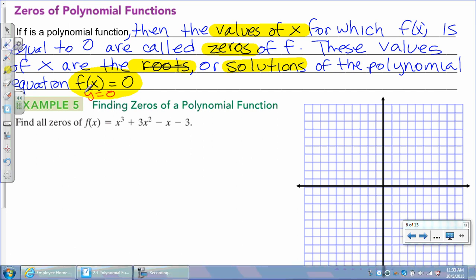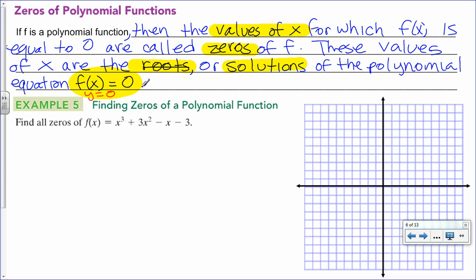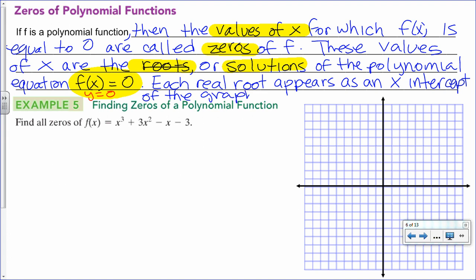Now, how can we translate that into x-intercepts? So we're going to say that each real root, so we're talking about roots that do not have imaginary numbers, each real root appears as an x-intercept of the graph of the polynomial. So we discussed this a little bit when we were learning section 2.1, complex numbers, right?